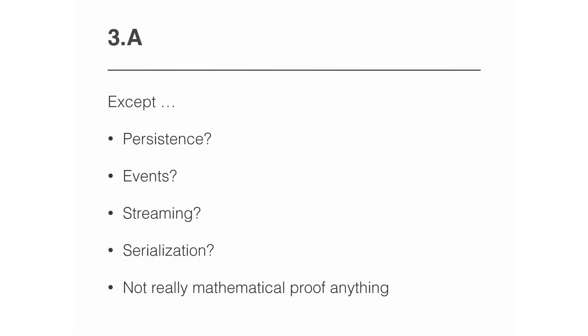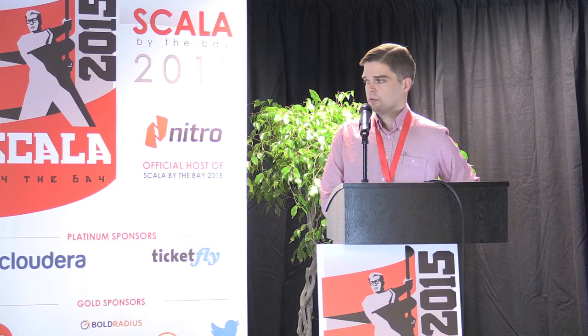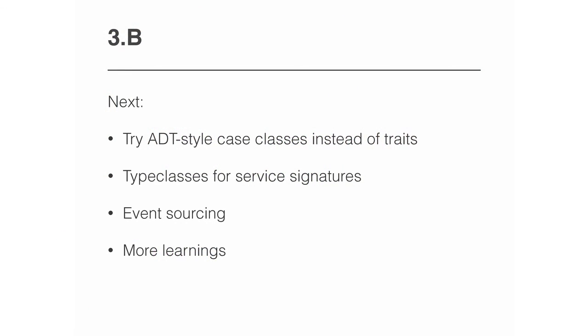But there's a lot of other things we can talk about. So persistence is one, and managing events, modeling events. This is also just talking about a RESTful interaction. What about other types of more reactive designs? How is that serialization achieved? And no, it's not really mathematical proof of anything because we've not done any kind of complete denotation. Some of the next steps I want to try are some more ADT style classes and using type classes for service signatures instead of trace. I think that might be an interesting approach.